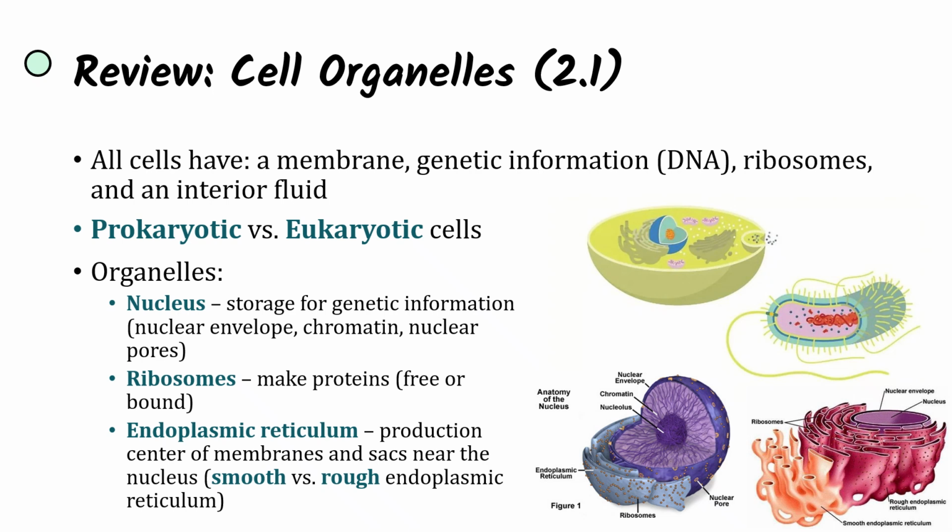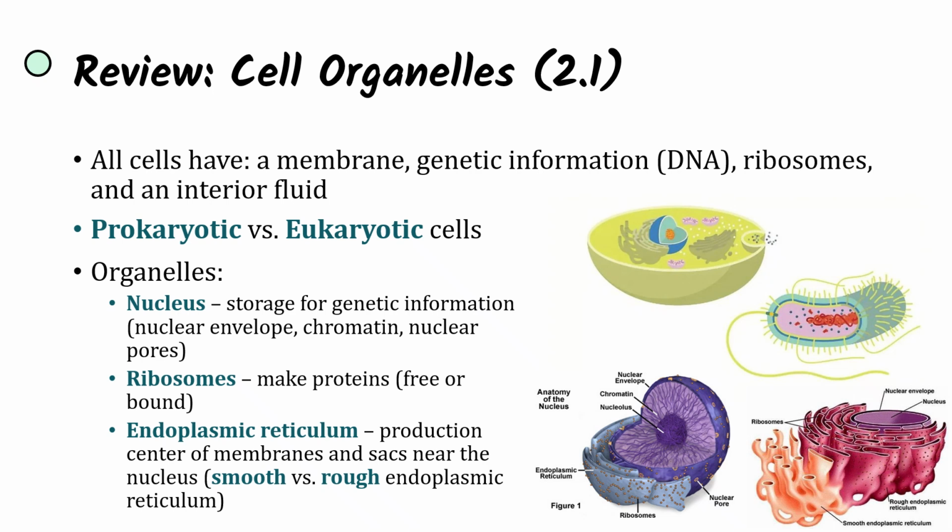And what is a cell? First of all, a cell is the basic living unit of life. It's not the smallest possible thing that we can break compounds down into. Those would be atoms, and beyond that, subatomic particles and quarks. But the living unit, the basic supporting structure of life, is a cell. And all cells are going to have a membrane, genetic information in the form of DNA, ribosomes, and an interior fluid known as the cytosol.